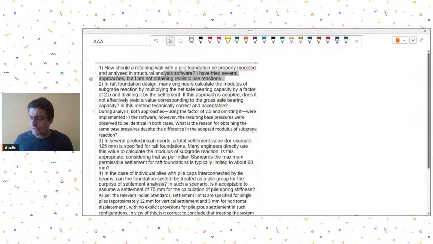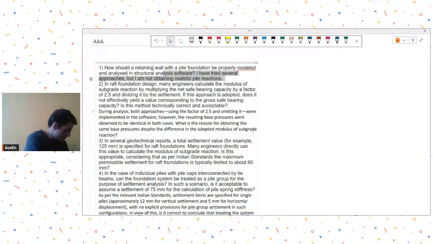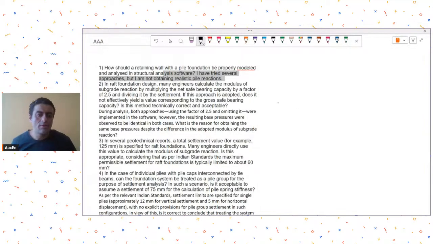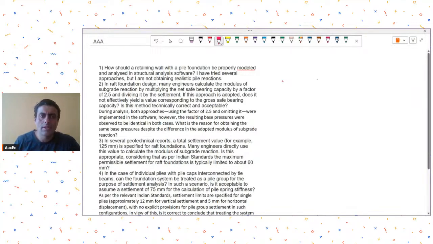So for this, if you are trying to have a retaining wall on pile foundation, first you should understand how the configuration is going to look. Blindly just going into the model and trying to do something does not help. So first you should look into what type of configuration you are going to come up with.